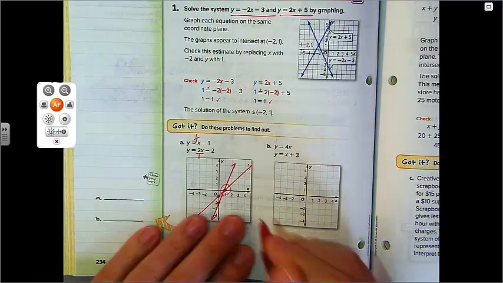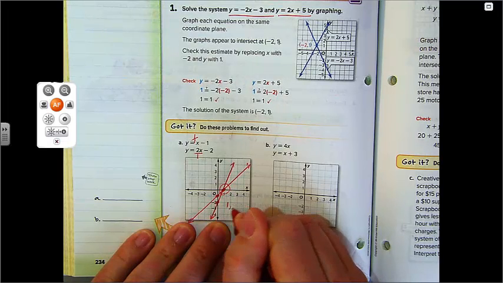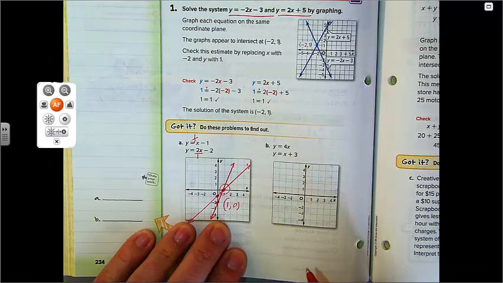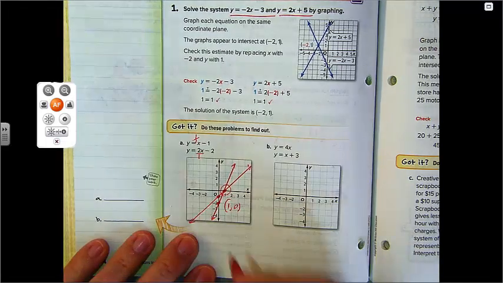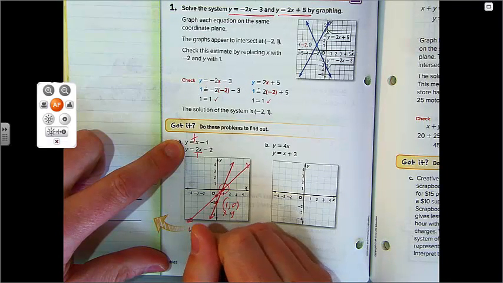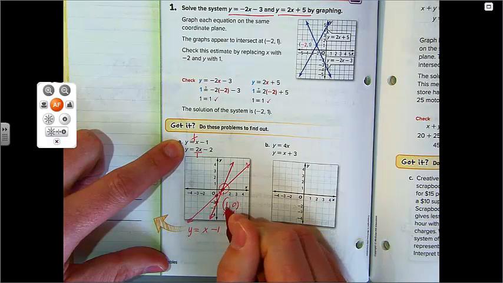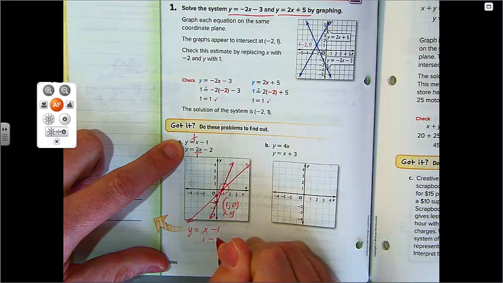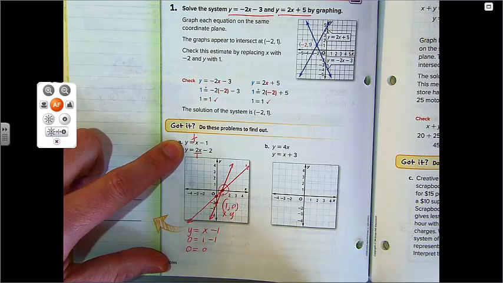Now what is that point? Well, I went forward 1, up and down nothing. So that point is the point (1, 0). Okay? And that is my solution. But I have to check that. How do we check that? Well, that's the x, that's the y. I take my first equation, y equals x minus 1, and I plug in 1 for x, and then I plug in 0 for y, and I solve. 1 minus 1 is 0. So does 0 equal 0? Yes, if you get a true statement, you know your answer is right.